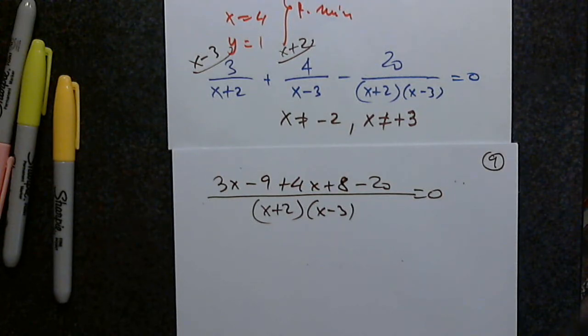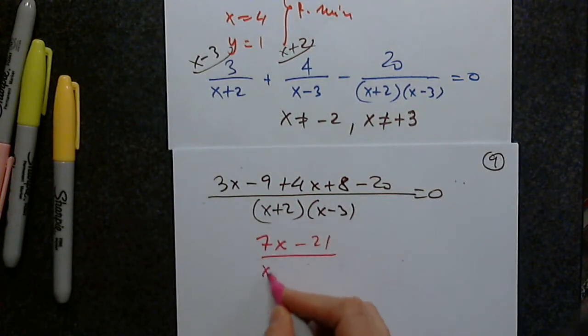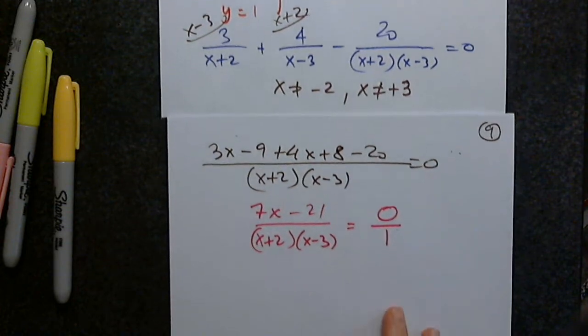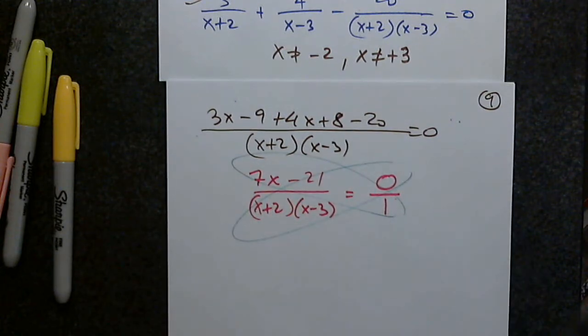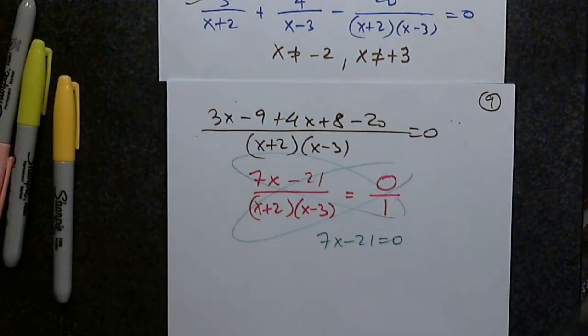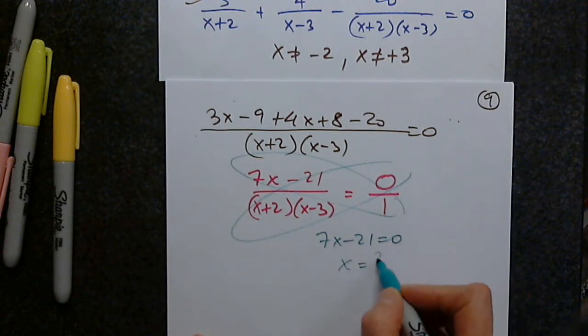Now we combine like terms, and we get 7x minus 21 divided by x plus 2, x minus 3 equals 0 over 1. Why am I doing that? Because 0 over 1 is still 0. To remind us, that is the fraction that you should multiply, not a fraction, but exactly a proportion in which we can cross multiply. 7x minus 21 equals 0. Therefore, x equals, very good.